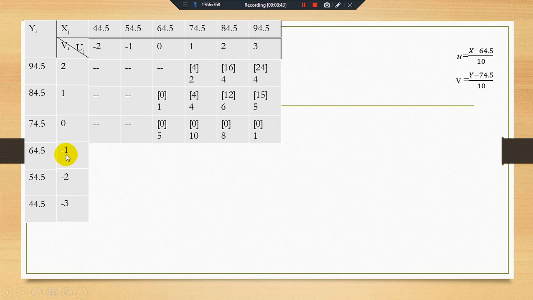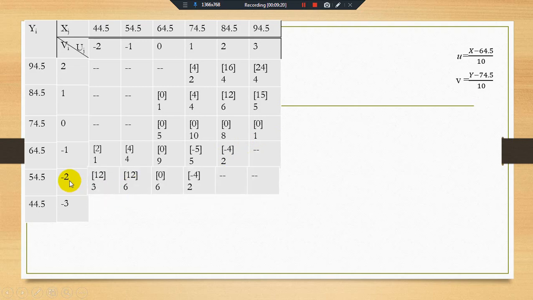Okay, let's see, we have here minus 1. Minus 1 multiplied by 1 and then minus 2, we get 2. Minus minus plus, minus 1 multiplied by 4 and then minus 1, so we get 4. Minus 1 multiplied by 9 and then 0, we get 0. Minus 1 multiplied by 5 and then 1, we get minus 5. Minus 1 multiplied by 2 and then 2, we get minus 4. So here we have nothing in the question, so that's why it is empty.